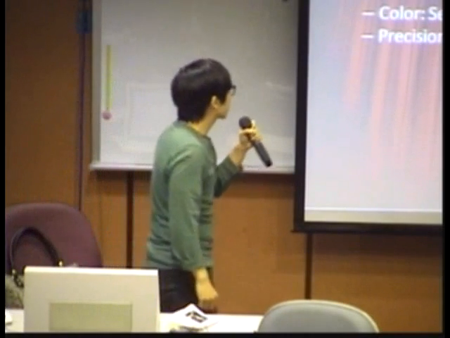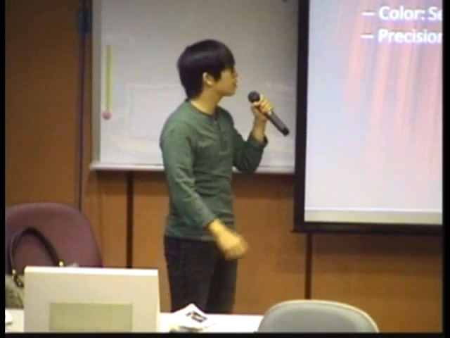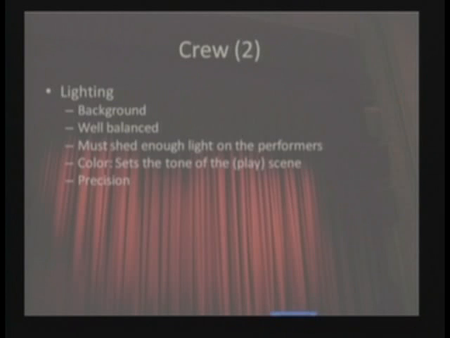In lighting, the lighting crew serves as the background. For instance, if it's morning, we can't use gloomy lights. We need to use something bright. So lighting serves as a certain background, and it should be well balanced, mostly, unless you're having a monologue. If you're having a monologue, it's okay for the light to focus on the current character, but most of the time it should be well balanced.